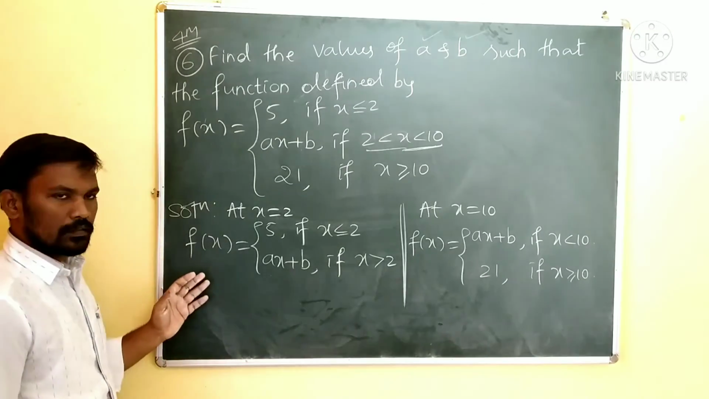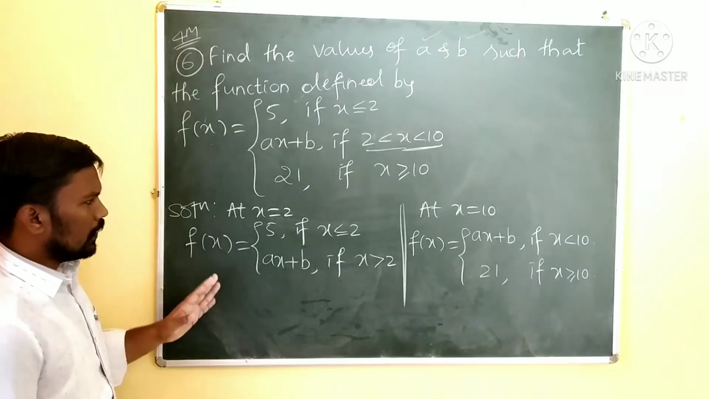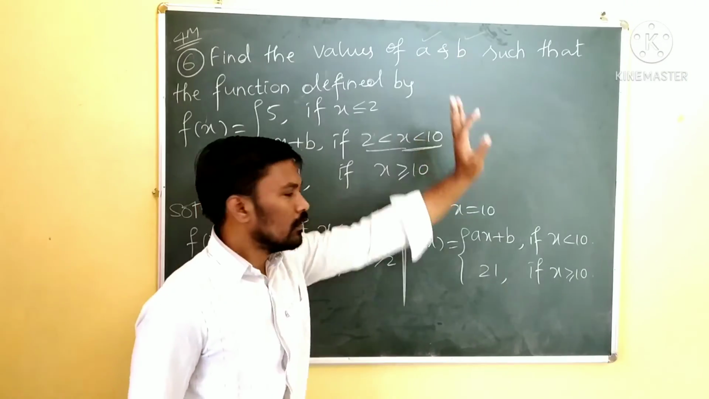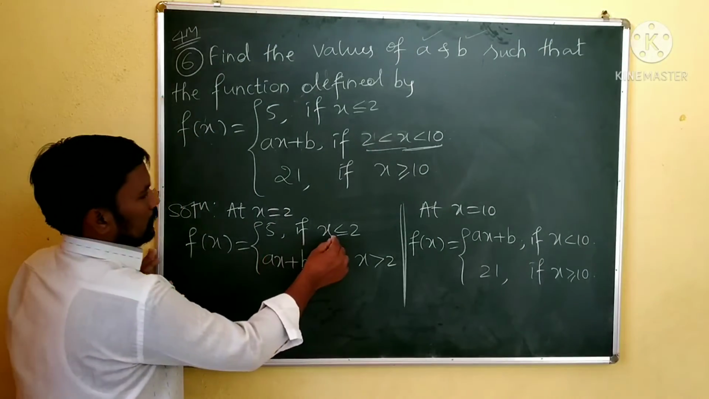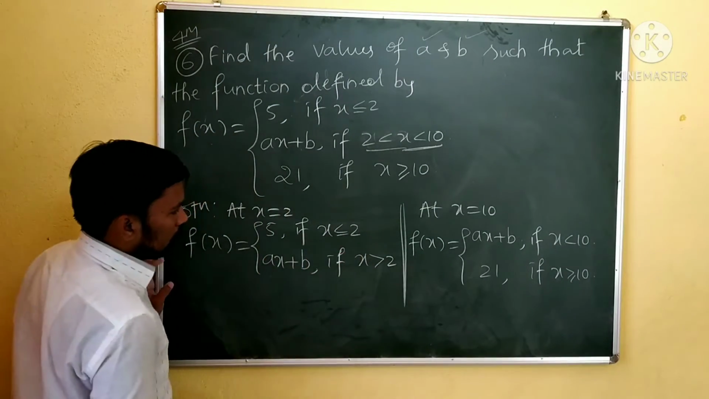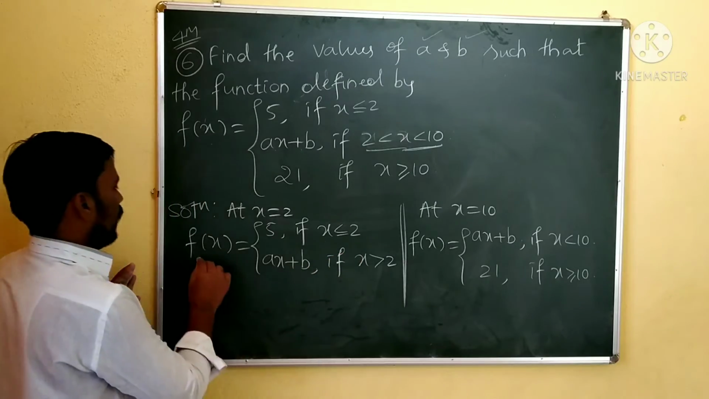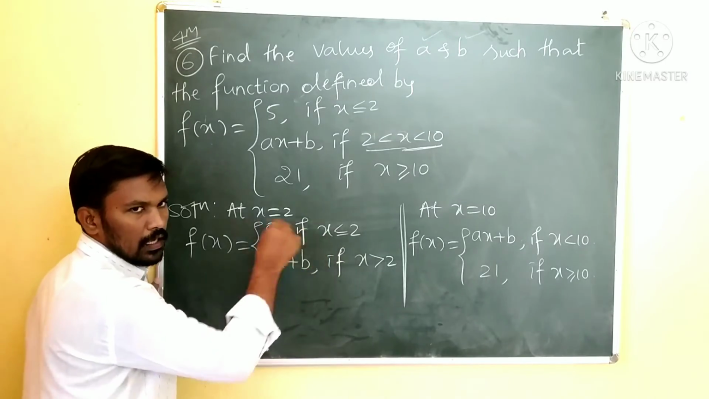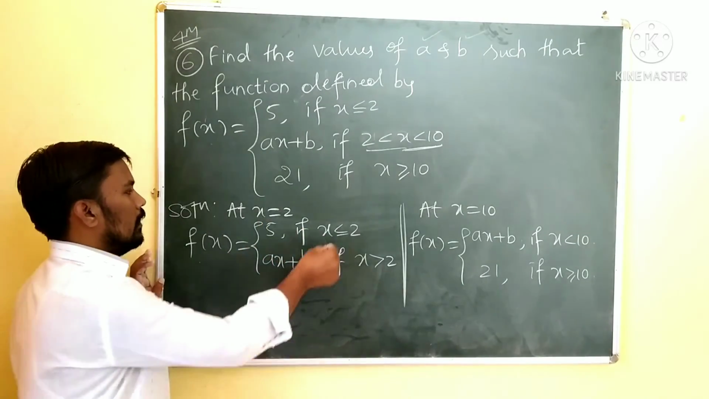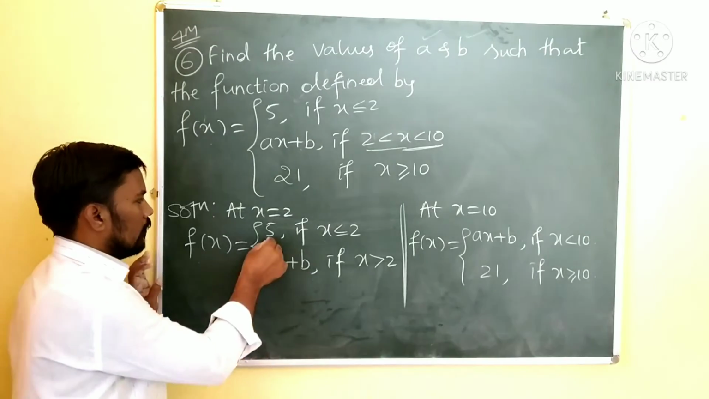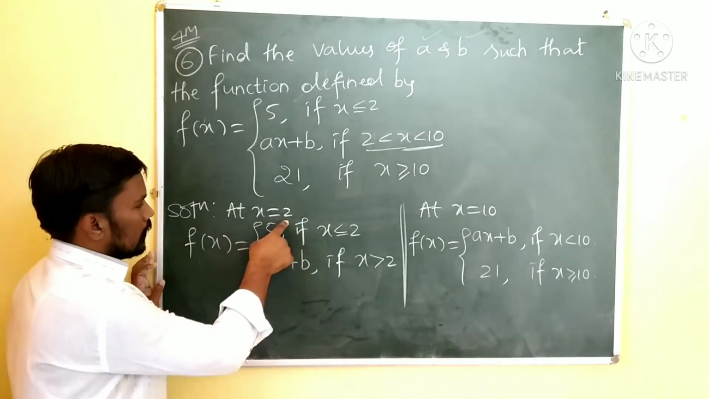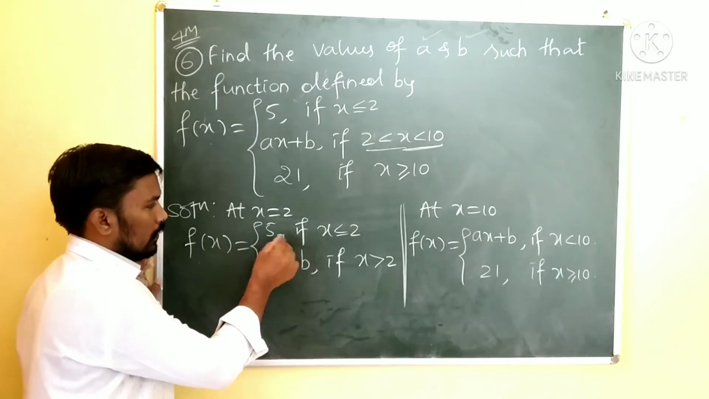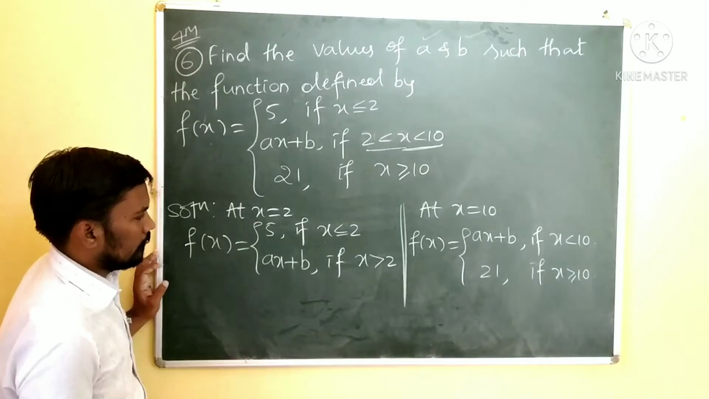Anyway, we need to calculate the a and b values only. Find out the values of a and b. When x is less than or equal to 2, the value of the function is what? 5, which means the left hand limit value and the value of the function is known. How much is it? 5. At x is equal to 2, for this limit point, the left hand limit value is 5 and the value of the function is also 5 only.